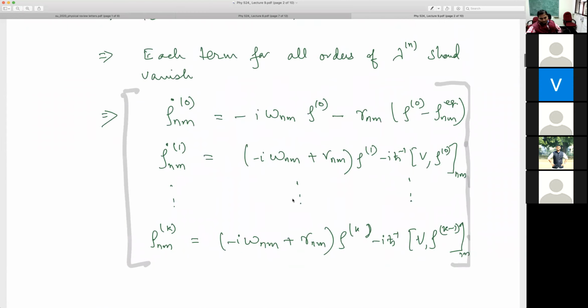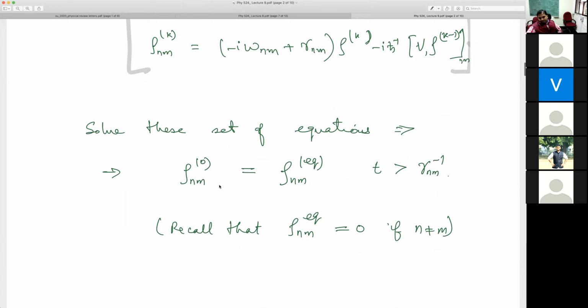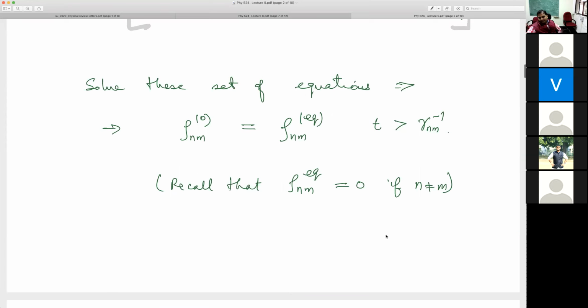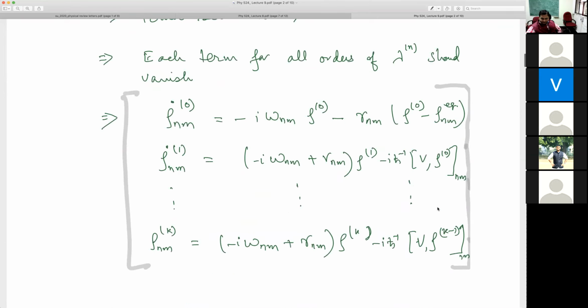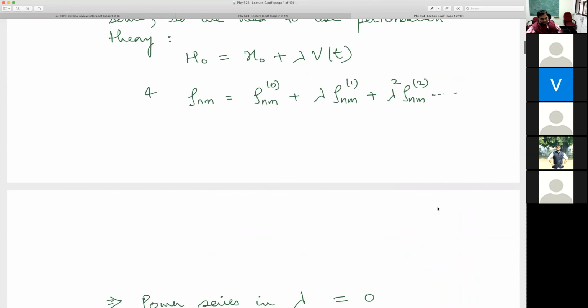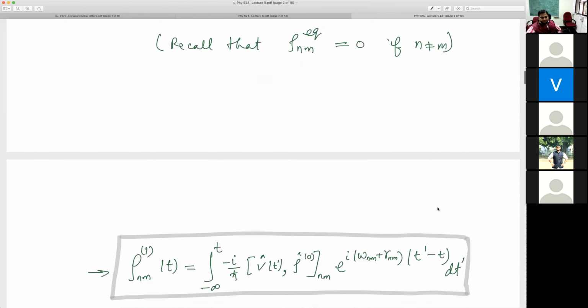And to solve this equation of motion, I explicitly showed in the last class that for large enough time scales, which is decided by this damping parameter, so t much larger than gamma_nm inverse, rho_nm^(0) has to be equal to rho_nm equilibrium. And in equilibrium, in the absence of perturbation, I cannot have interband coherences. So rho_nm equilibrium is 0 if n is not equal to m. All of these things we showed explicitly in the last class, and we will proceed from here today.